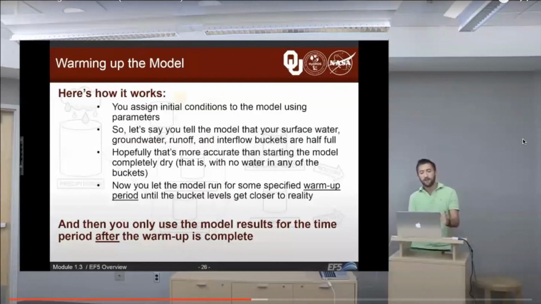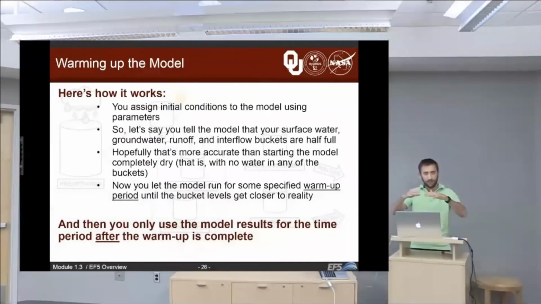So now you're going to let the model run for some specified warm-up period until those buckets reach equilibrium or until those buckets get closer to reality. And then after that, you're going to use only those simulation results to calculate your statistics.